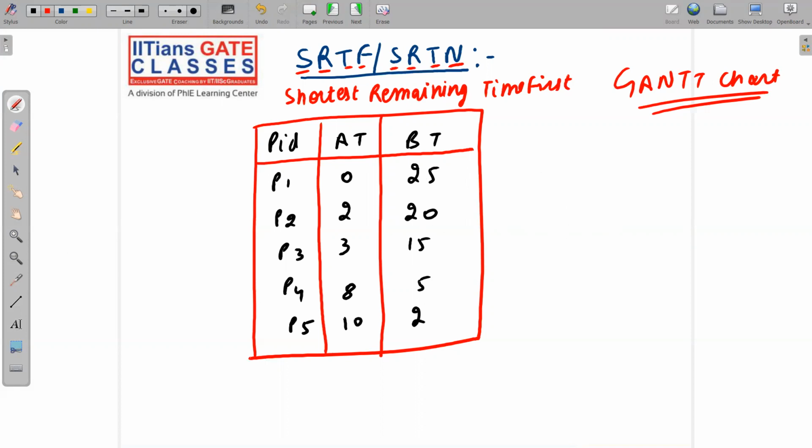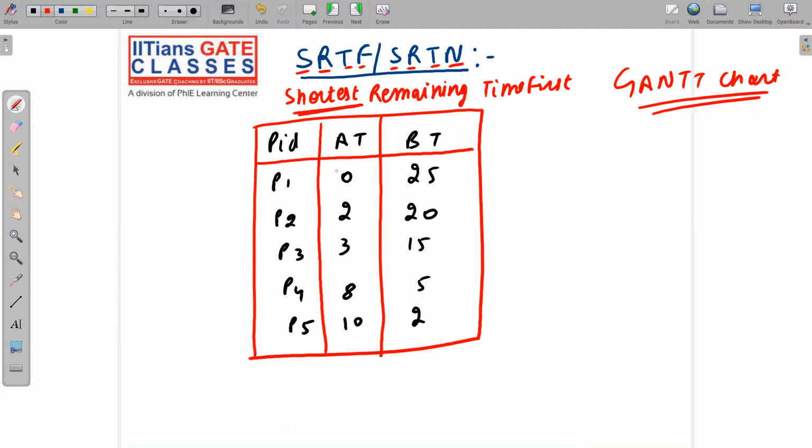So as we have said, shortest remaining time first. That means the process whose remaining time is less will be given more priority. We have said the process whose remaining time is shortest will be given more priority. So let me show you the Gantt chart for it.